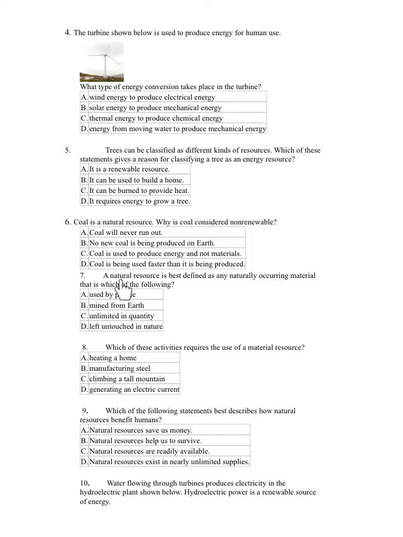Number 7. A natural resource is best defined as any naturally occurring material that is which of the following? A. Used by people. B. Mined from earth. C. Unlimited in quantity. D. Left untouched in nature.